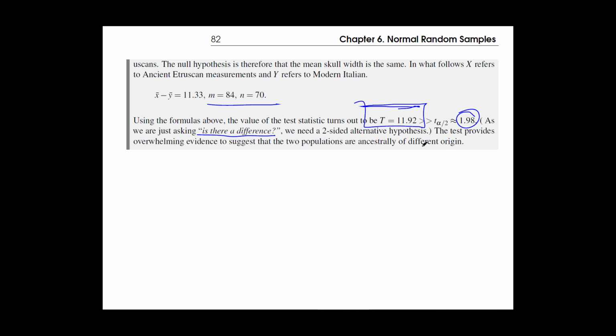Okay. Now it's a lot greater than this value. So this indicates that x bar minus y bar tends to be a lot larger than 0. So meaning that the ancient skulls are a lot larger than modern ones. Okay.